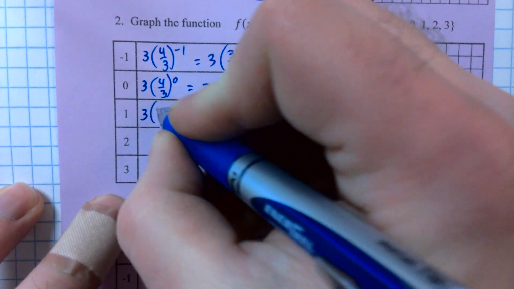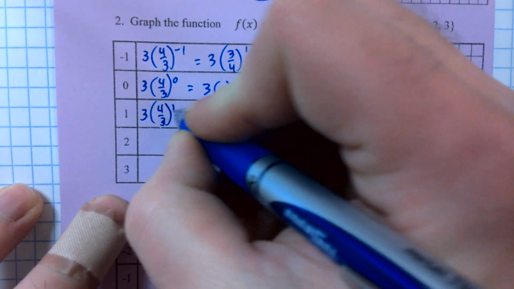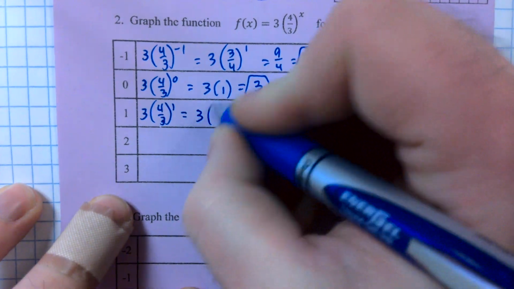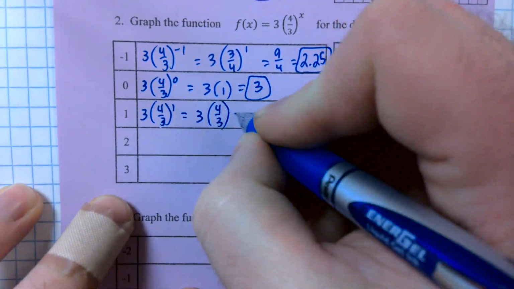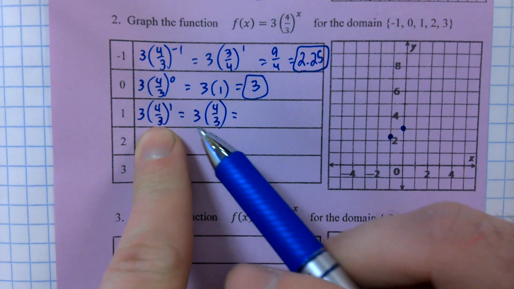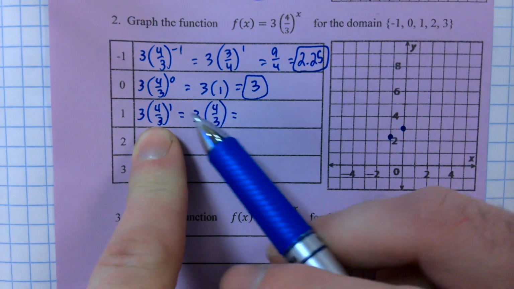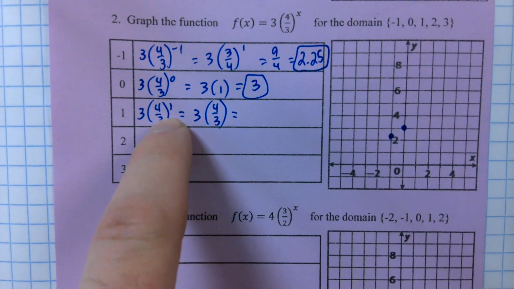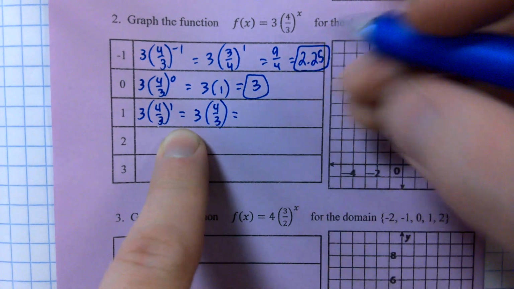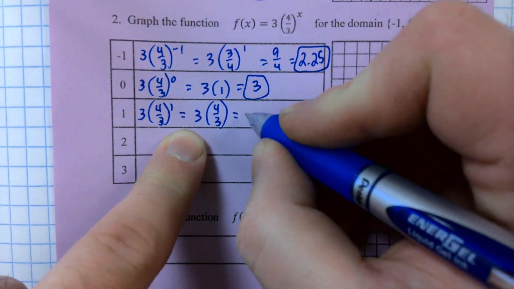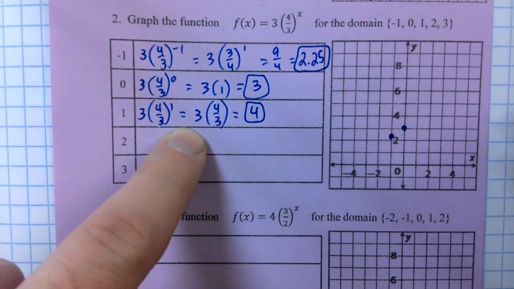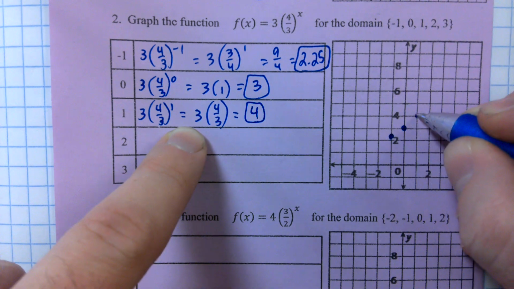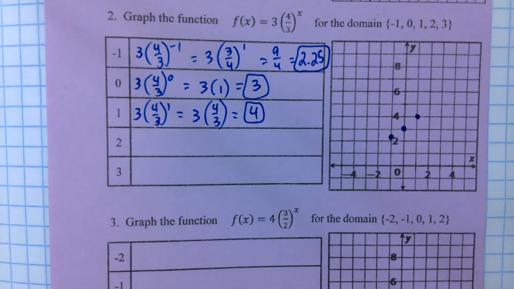What if I plug in 1? What's 4/3 to the power of 1? 4/3. And when I multiply 3 times 4/3, basically what happens with my 3's? They cancel out, exactly. Thank you for that. 3 over 3 is just 1, leaving me with that 4 on the top. 1 comma 4 is my next point.